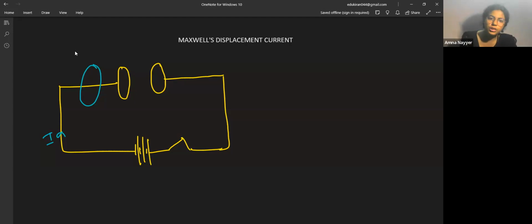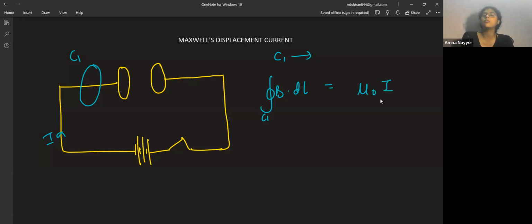Now, if I choose a loop here, a circular loop that was chosen, C1. What was observed? B dot dl closed integral for this C1 is equal to mu naught I. Can anyone tell me according to which law am I writing this?